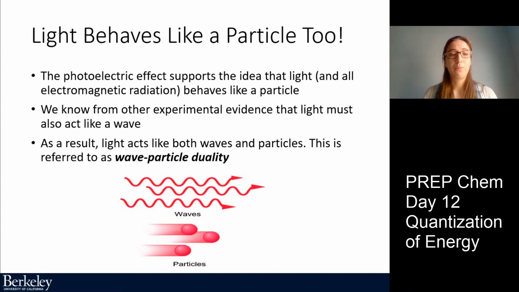Okay, so we also know from other experimental evidence that light must act like a wave. So in order for both of these things to be true, that means that light must act like both waves and particles. This concept is referred to as wave-particle duality. But that's really just a fancy way of saying that light will always behave like a particle and a wave. And this is actually true of all electromagnetic radiation.